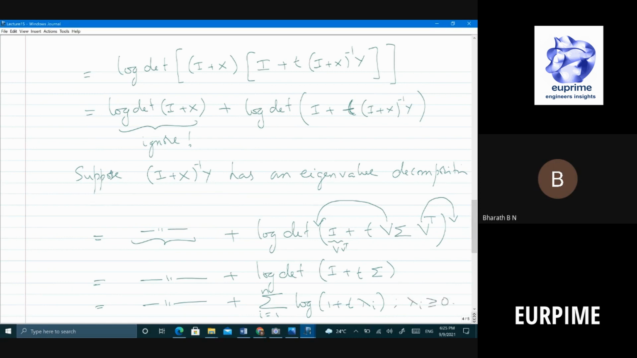what kind of a function is log of 1 plus ax as a function of x? How do you check whether it's convex or not? What do you do first thing?